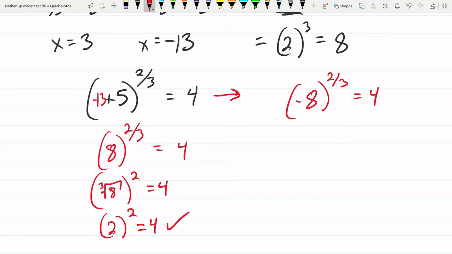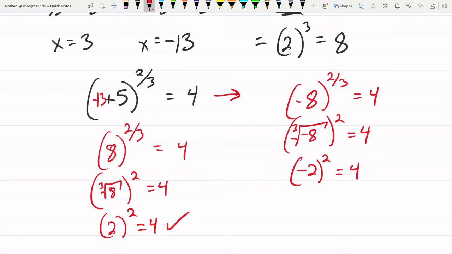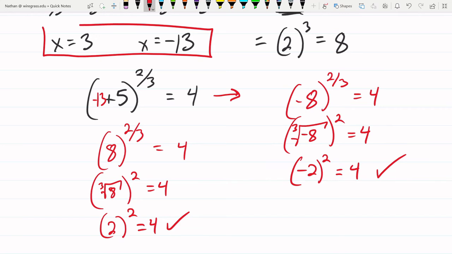And the cube root of negative 8 is negative 2. Negative 2 times negative 2 times negative 2 is negative 8. And negative 2 squared does in fact give us 4. So both of these answers are correct, and we're good to go there.